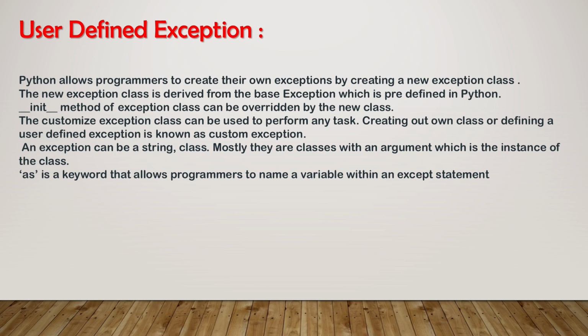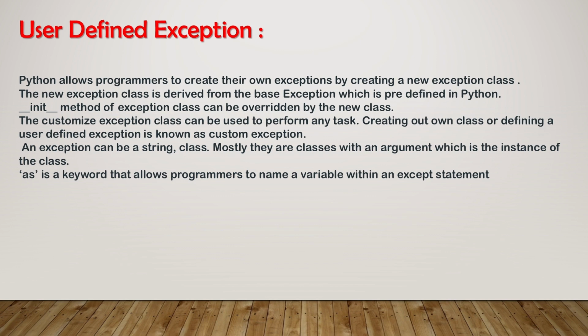User defined exceptions. Python allows programmers to create their own exceptions by creating a new exception class. The new exception class is derived from the base Exception class which is predefined in Python. The init method of the exception class can be overridden by the new class. The customized exception class can be used to perform any task. Creating our own class and defining a user-defined exception is known as a custom exception.